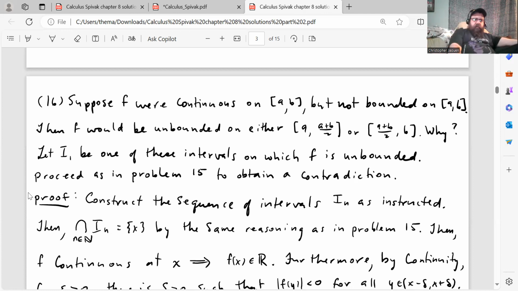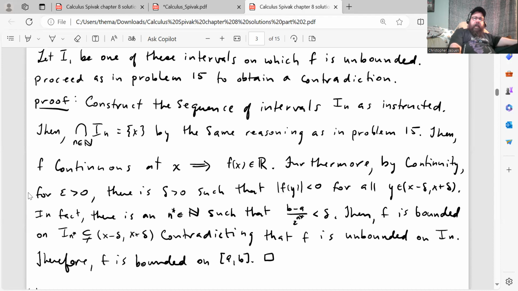So here's my proof. Again, he pretty much tells you really what to do. So, here we go. Construct a sequence of intervals In as instructed. Then the intersection of the In's contains just the point x, again by the same reasoning as I showed in question 15. Then f continuous at x implies f of x is defined.